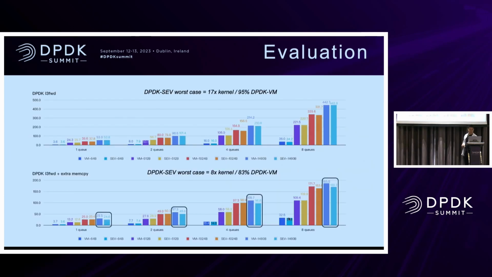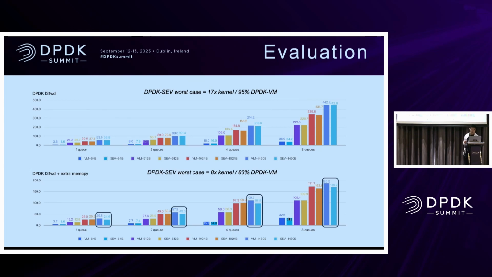And we can see that above is the naive L3 forwarding application bandwidth without any extra mem copy, and below is the modified L3 forwarding, which involves 2 extra mem copies that mimic the TLS encryption and decryption, etc. So on the plain L3 forwarding test, DPDK running in SEV, in the worst case, is still 17 times the bandwidth of the kernel, and 95% of the performance of DPDK running in a VM. So there is basically almost no performance loss.